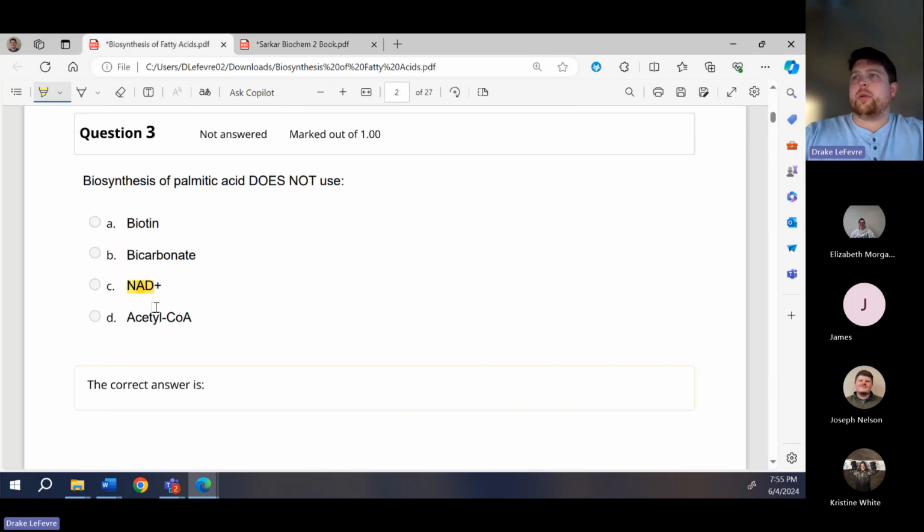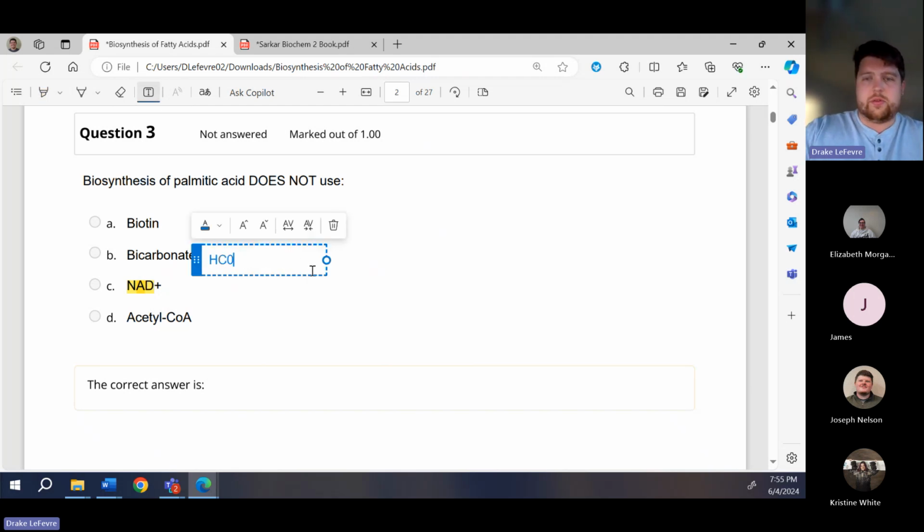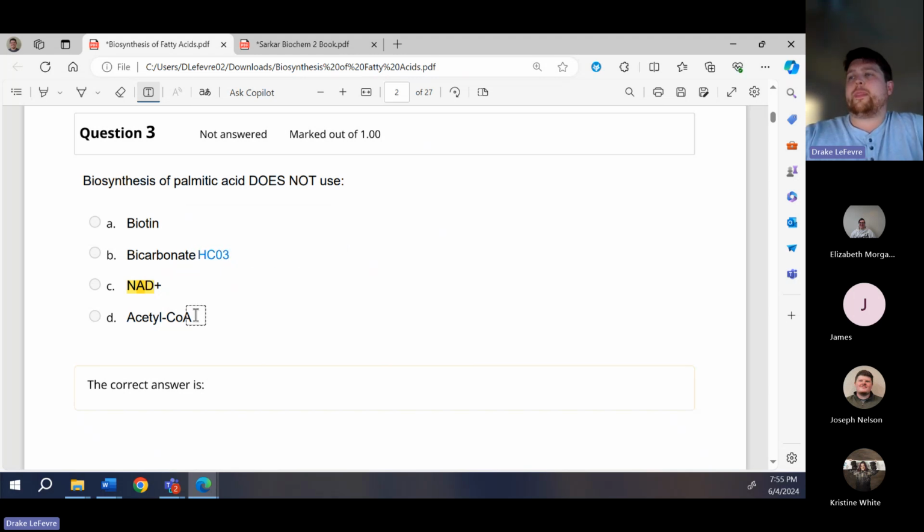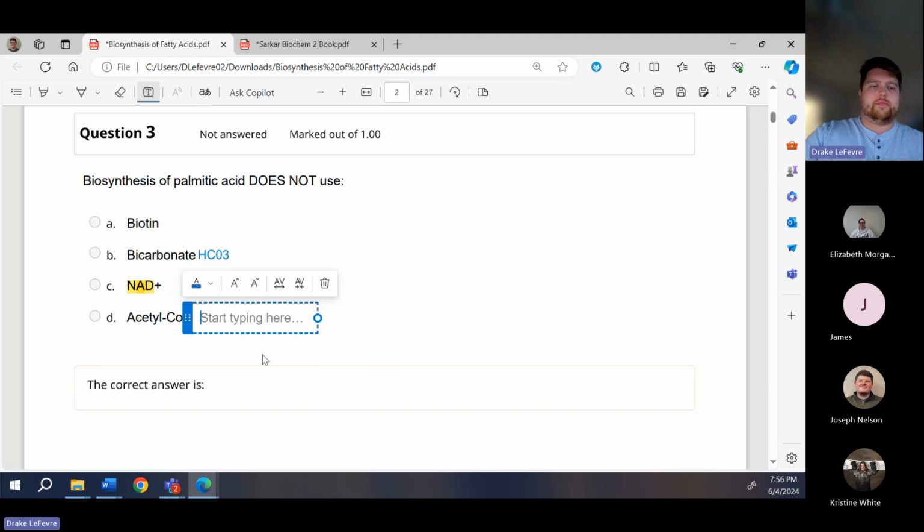So the biotin, bicarbonate, remember bicarbonate is HCO3, and we'll be using bicarbonate. Acetyl-CoA, is that the first or the second carbon that gets donated? Second. Yes.